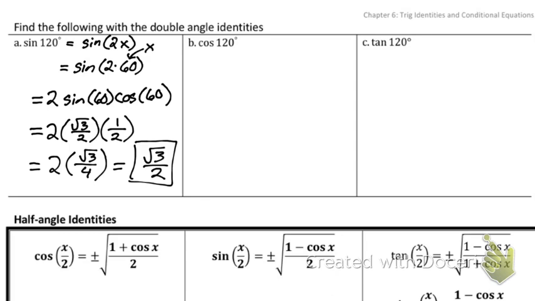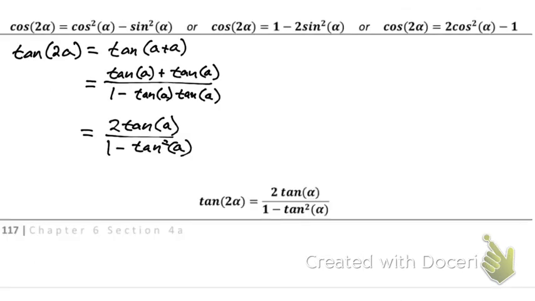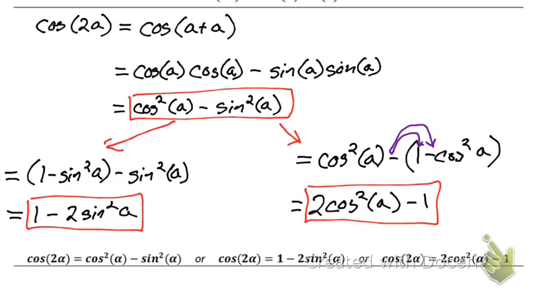All right, do the same thing for cosine of 120. Well, cosine of 120, we can't use this double angle. It says I need to have something that's 2 times x in there. So we're going to rewrite this as cosine of, has to be the same, 2 times 60. It's got a different formula, right? And I'll go back to it.